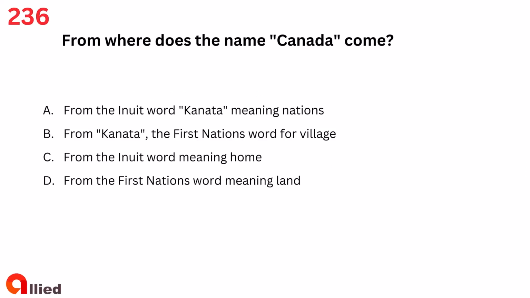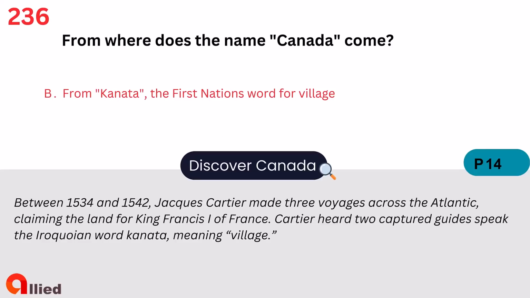Question 236. From where does the name Canada come? A. From the Inuit word Kanata meaning nations. B. From Kanata, the First Nations word for village. C. From the Inuit word meaning home. D. From the First Nations word meaning land. The answer is B. From Kanata, the First Nations word for village.